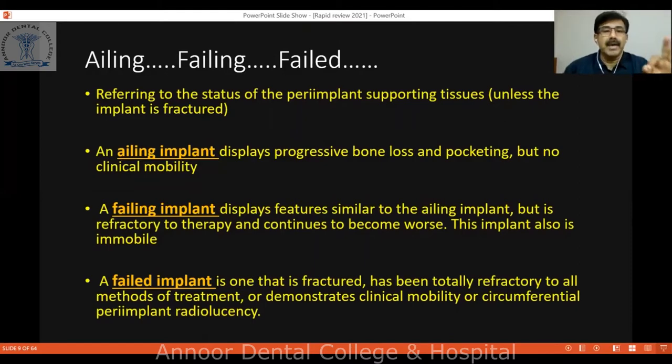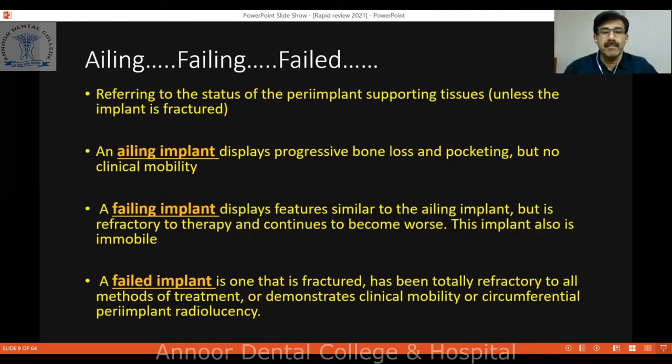An ailing implant is nothing but an implant that displays progressive bone loss and pocketing, but there is no clinical mobility. But what is a failing implant? A failing implant is similar to an ailing implant, but the problem is this implant is refractory to any form of treatment that you give. In spite of any treatment, the condition worsens, and over a period of time, you lose that implant. So that is a failing implant.